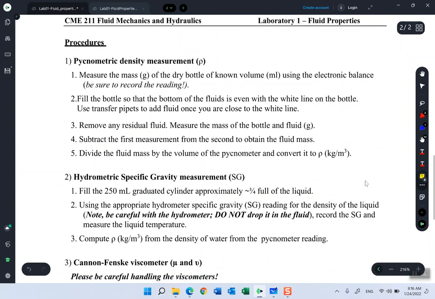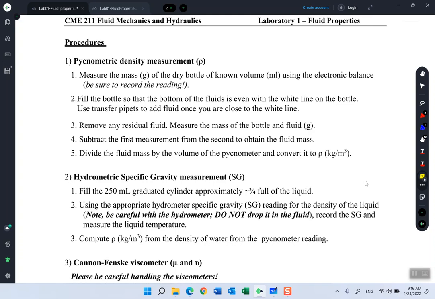Great, so here we have the procedure of the first experiment, which is the pycnometer density measurement. In the first experiment, we want to know the density of the three fluids, again, water, oil, and alcohol. All of us know that the density is basically the ratio between the mass of the fluid and the volume of the fluid. So using this pycnometer, it has a predefined volume. It is shown here that this pycnometer has a volume of 25 milliliters. So this is the volume.